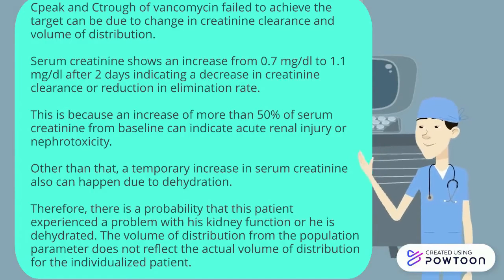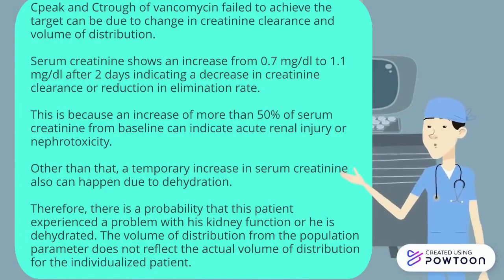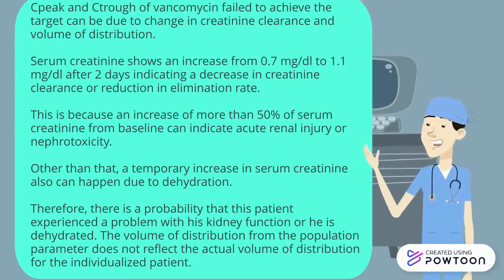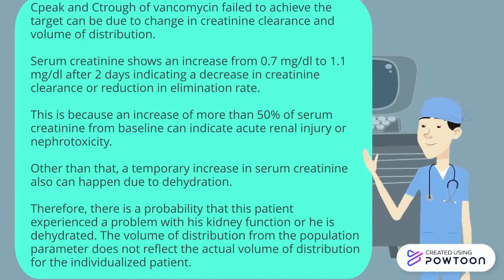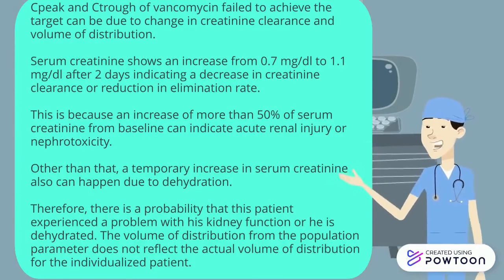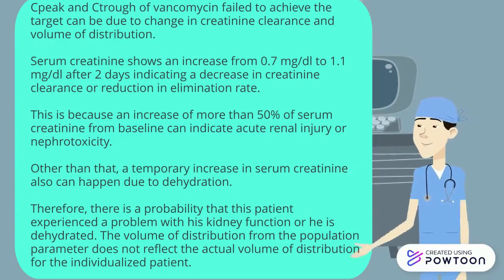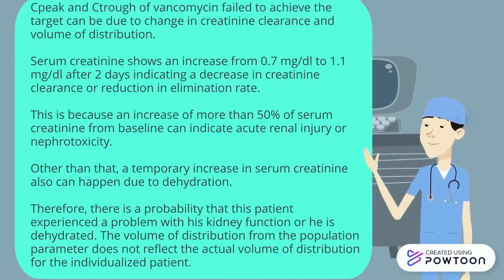This is because an increase of more than 50% of serum creatinine from the baseline can indicate an acute renal injury or nephrotoxicity. Other than that, a temporary increase in serum creatinine can also happen due to hydration. Therefore, there is a probability that this patient experienced a problem with his kidney function or he is dehydrated. The volume of distribution from population parameter does not actually reflect the actual volume of distribution for the individualized patient.